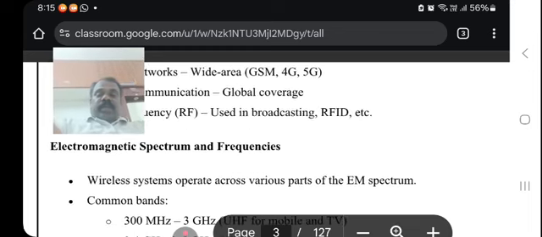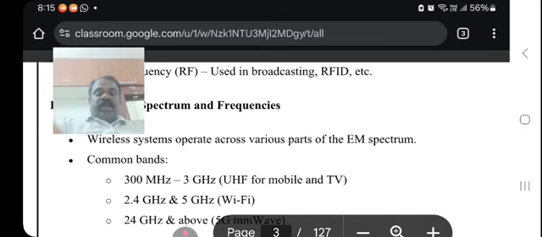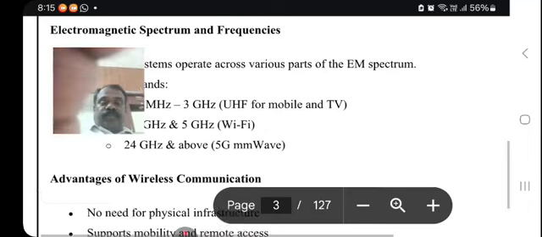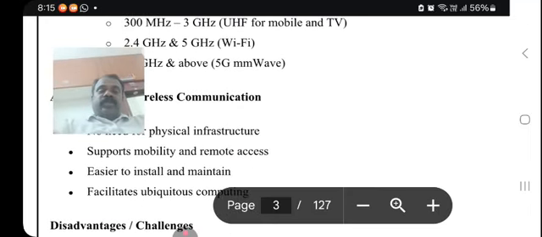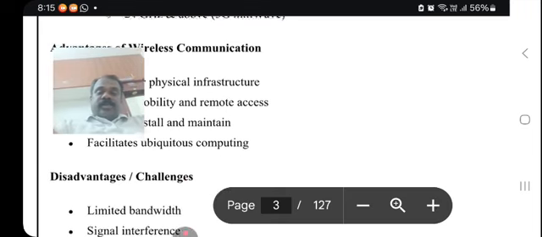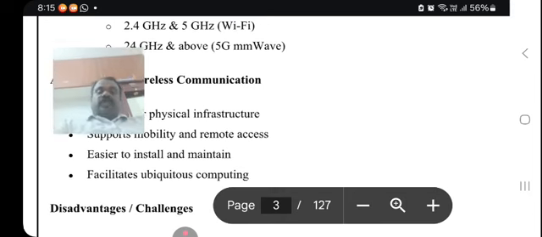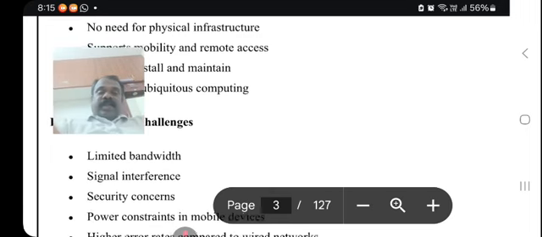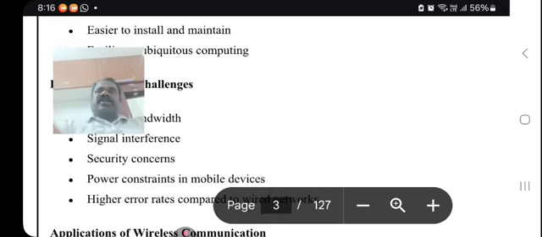Okay. In the electromagnetic spectrum for wireless systems, the common band is 300 megahertz to 3 gigahertz. That's a common band, starting from 300 megahertz to 300 gigahertz. Then the main advantages: no need for physical infrastructure, supports mobility and remote access, and it is easier to install and maintain wireless communication systems. Then the disadvantages, the drawbacks: limited bandwidth, signal interference, and security concerns.